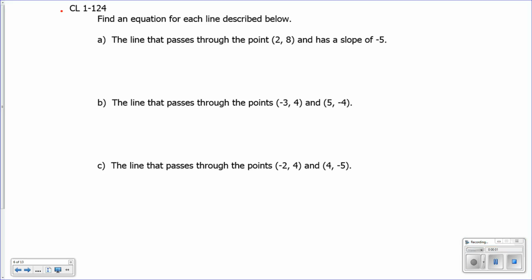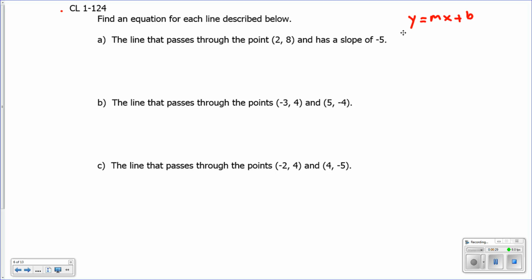All right, problem 1-124. Find an equation for each line described below. The line that passes through the point (2, 8) and has a slope of -5. By equation here, I'm going to assume they mean a linear equation and they're looking for slope-intercept form. So that's what we will go for right now, although there are other forms of linear equations.